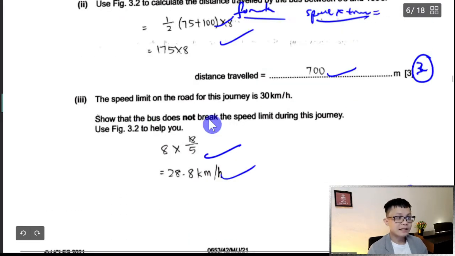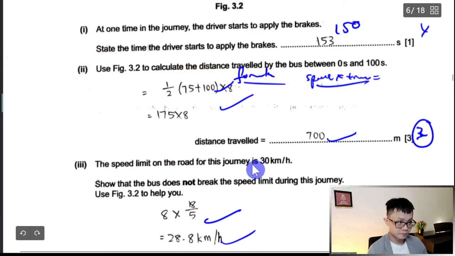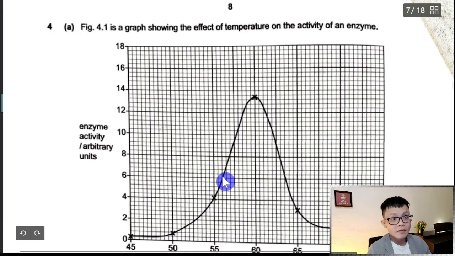The speed limit of the journey is 30 km per hour. Show that the bus does not break the speed limit during the day. So you use 8 times 18 over 5, you get 28.8. Okay, so it won't be over 30.